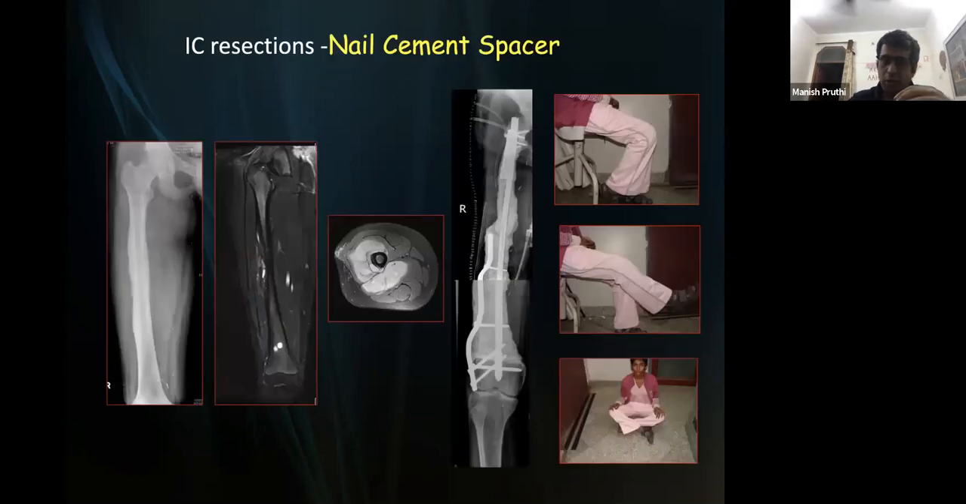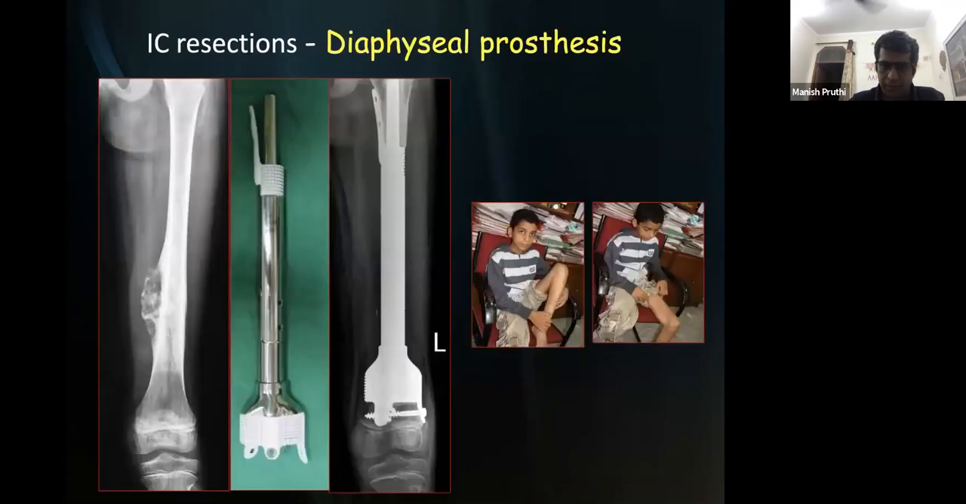We can also put a nail cement spacer if we are not planning to recycle the tumor bone because of many reasons, usually because of a weak bone, because of a pathological fracture. So when we are putting a nail cement spacer for reconstruction, because now we are not depending upon the biological healing, we can start the full weight bearing immediately after the surgery.